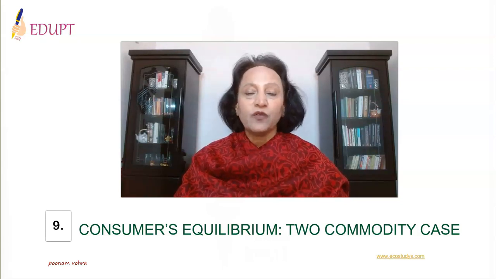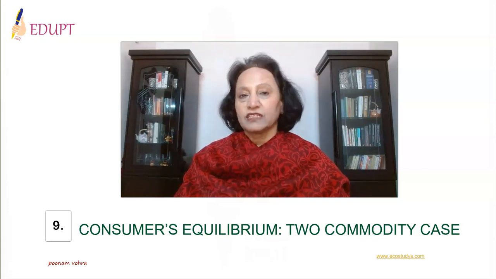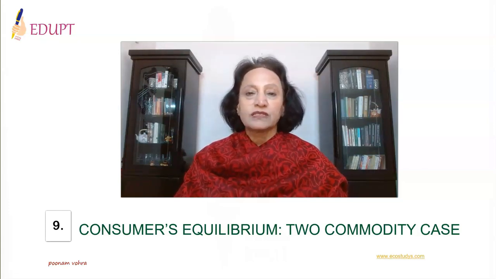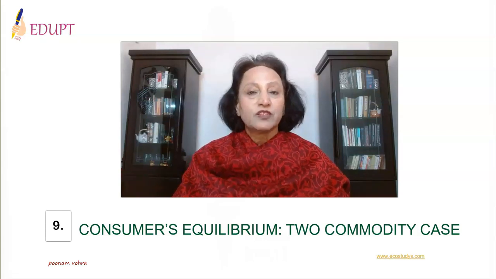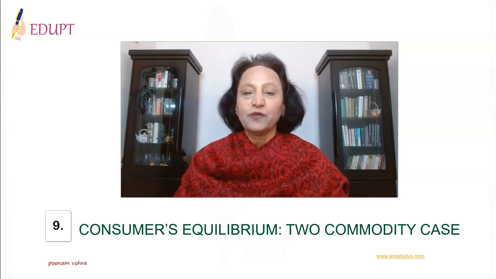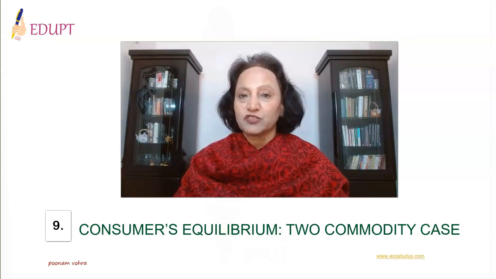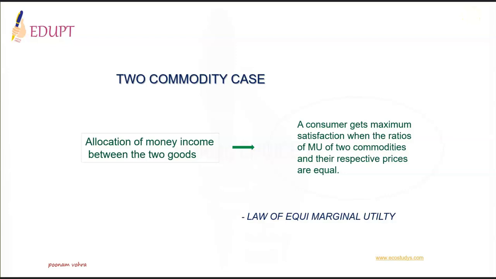So let's see how is allocation of income done by the consumer and how is equilibrium achieved. Let's try to understand how is the allocation made and equilibrium achieved by the consumer. Now the consumer wants to allocate his money income between two goods in order to attain the equilibrium position. This is based on the law of equi-marginal utility.